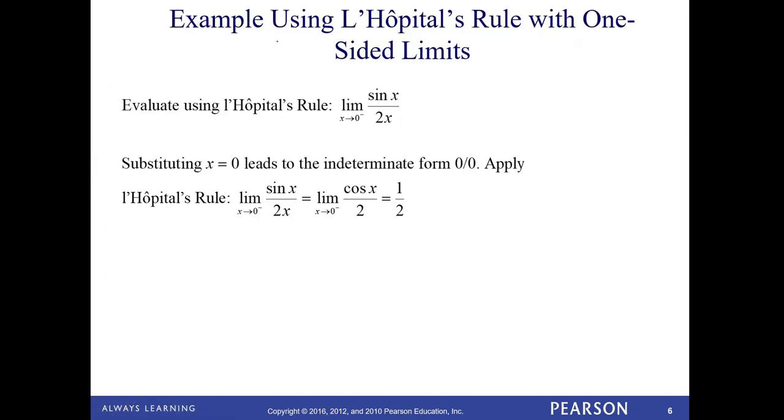These are all printed out with a one-sided limit. So the limit as x approaches 0 from the left of sine x over 2x. Again, substituting in 0 for this, we would get 0 over 0. Applying L'Hopital, the derivative of sine x is cos x, the derivative of 2x is 2. Now I can plug in 0, and I get 1/2.